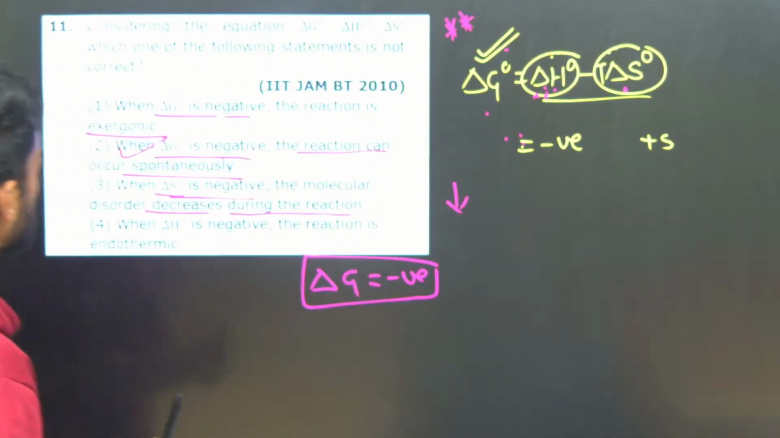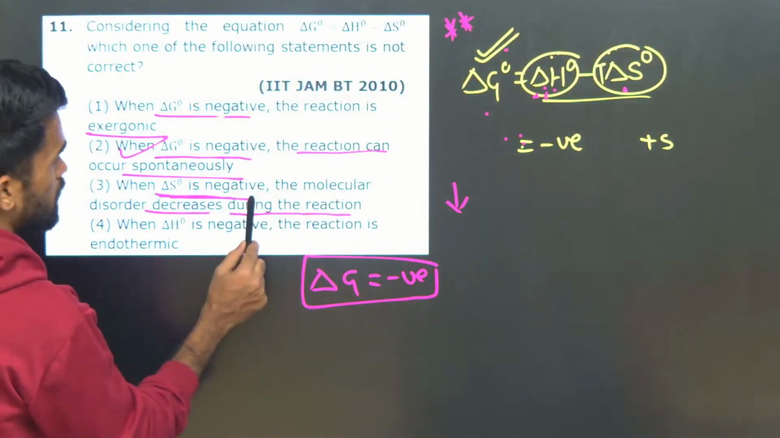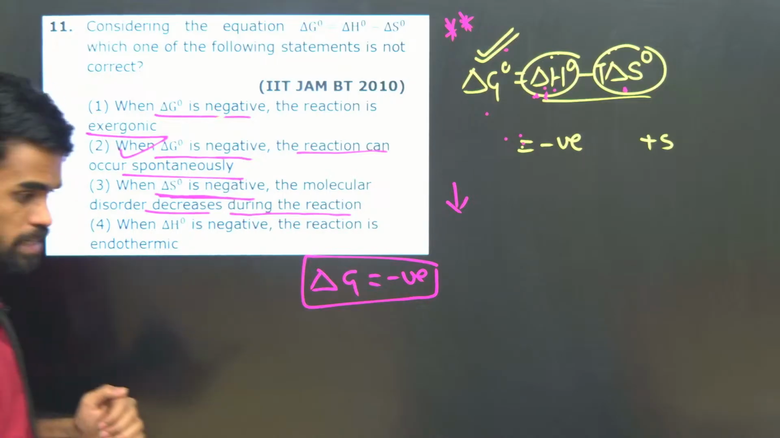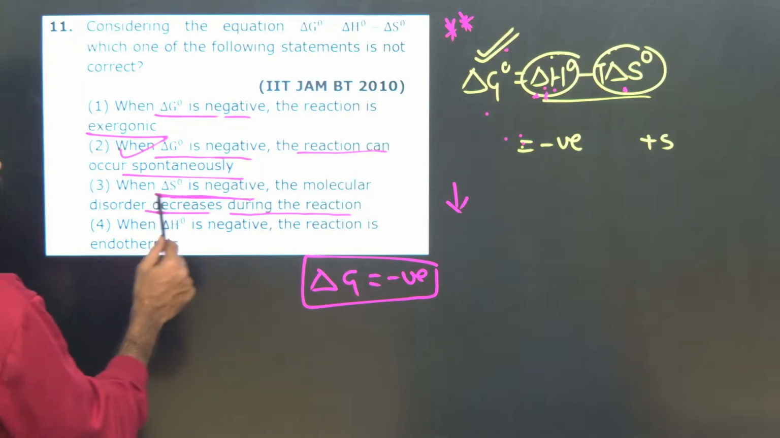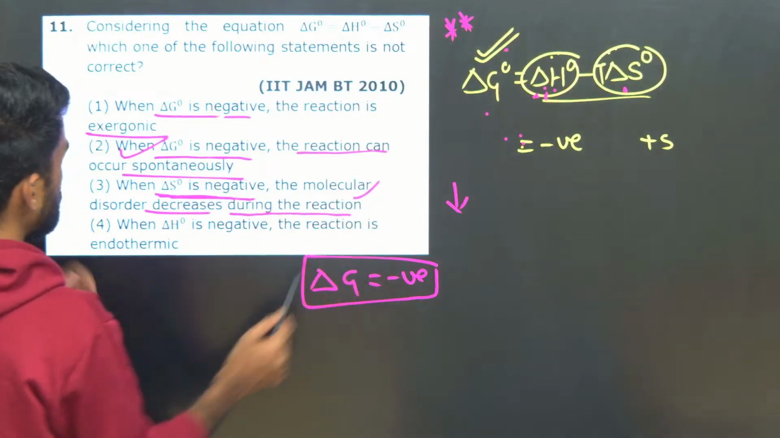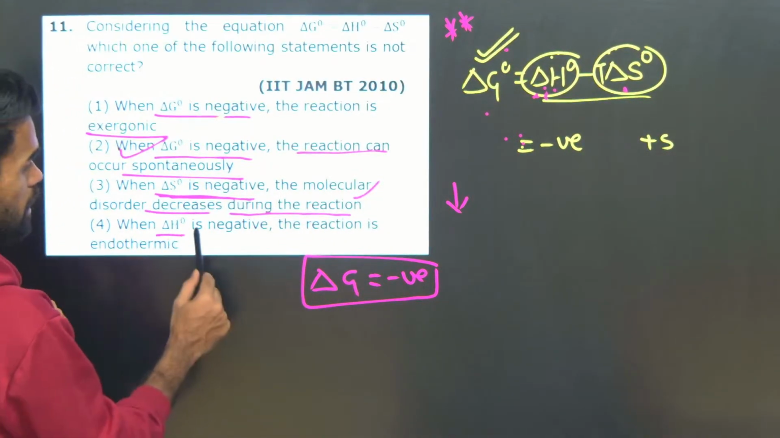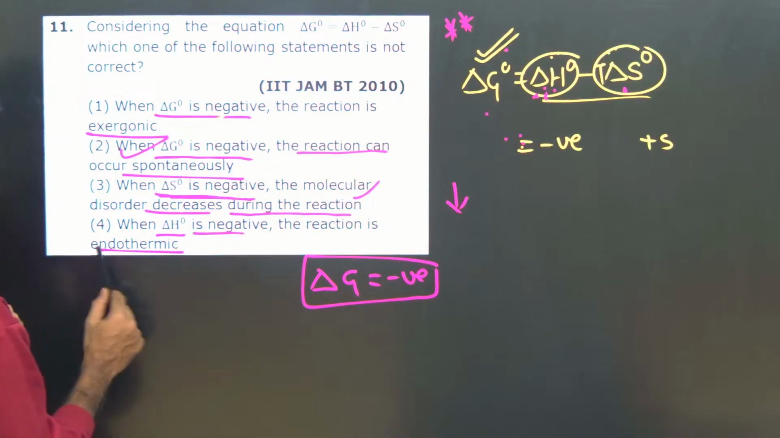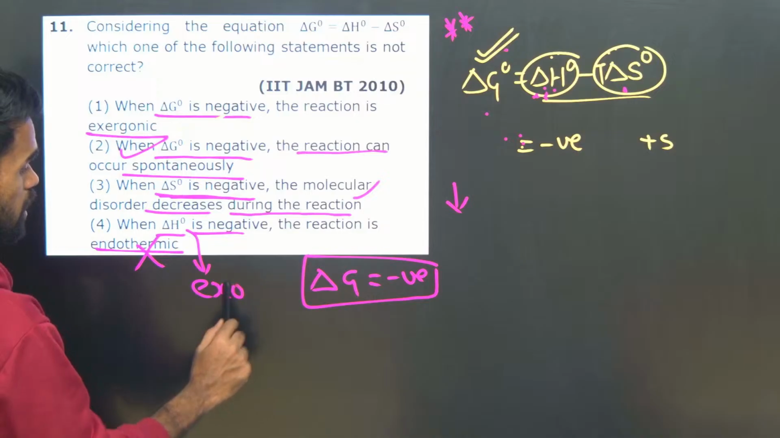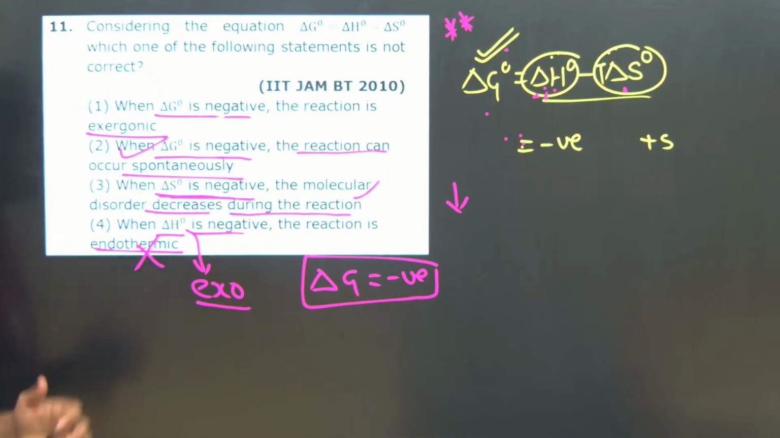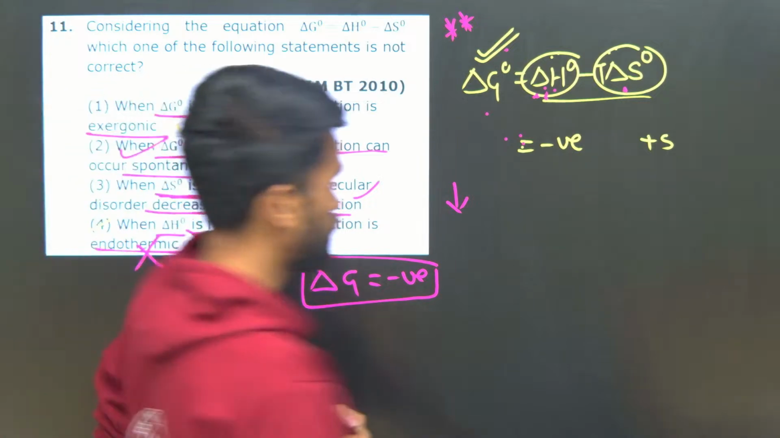Remember this. So delta S is negative means entropy is decreasing. So if entropy is decreasing, yes, delta S should be negative. This is also correct. They are saying delta H is negative, the reaction is endothermic. No, this is not endothermic, this should be called exothermic. Based on the terms which I have explained, you can answer. So the fourth option will be the perfectly suitable answer for this question. Let me give you one more question.